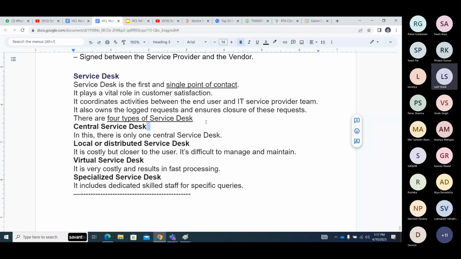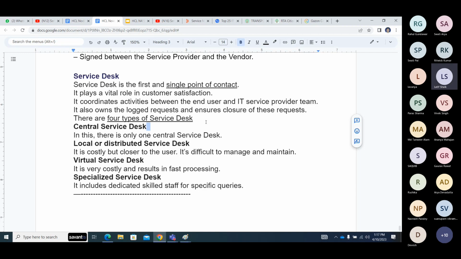Generally there are 4 types of service desk. Even if people are not asking this question, understand this. Centralized service desk: only one service desk for an entire global organization. The organization can be anywhere, like in the US, New York, Australia, or London, but they put one centralized service desk. Anything that comes in, based on region or issue, that one service desk can handle.